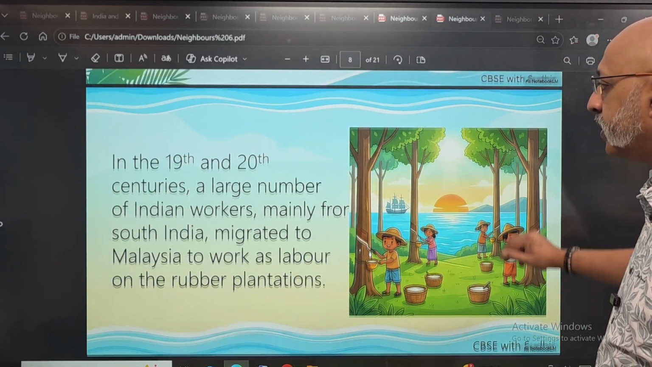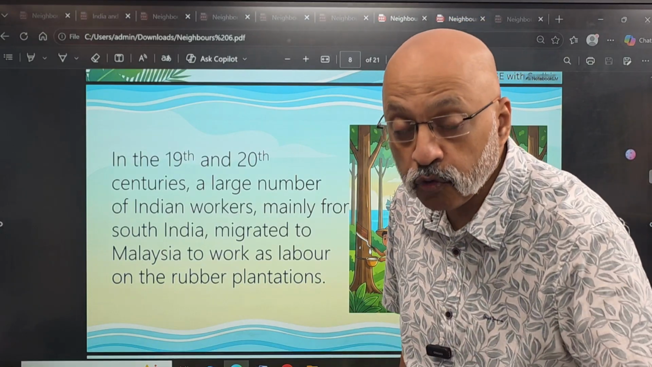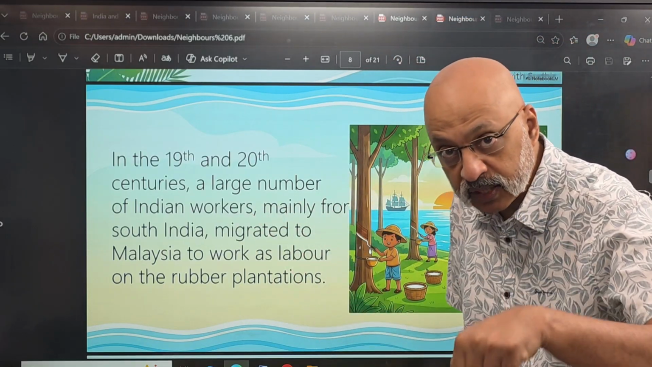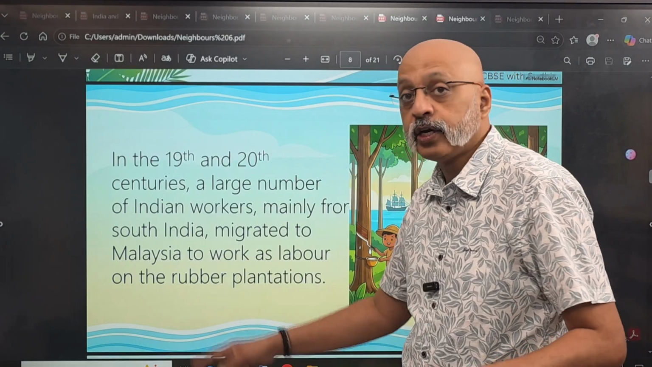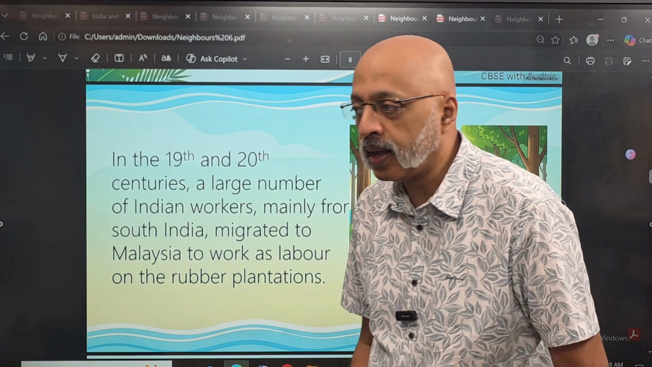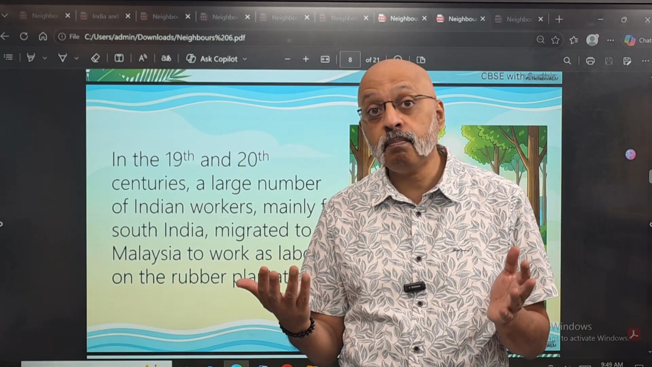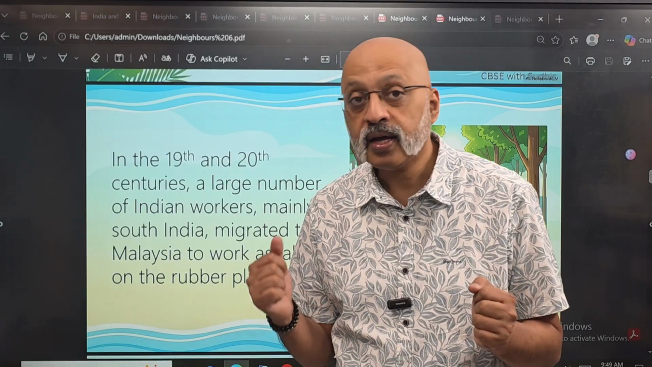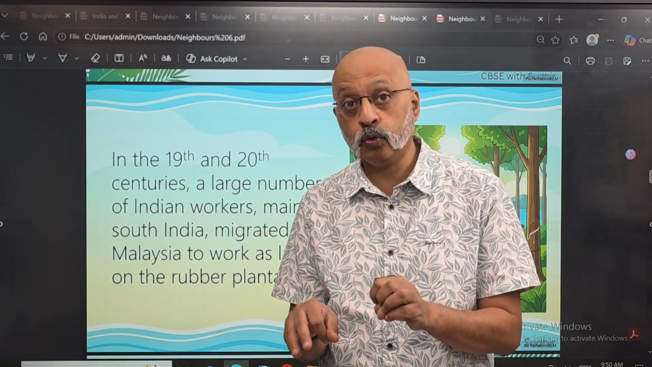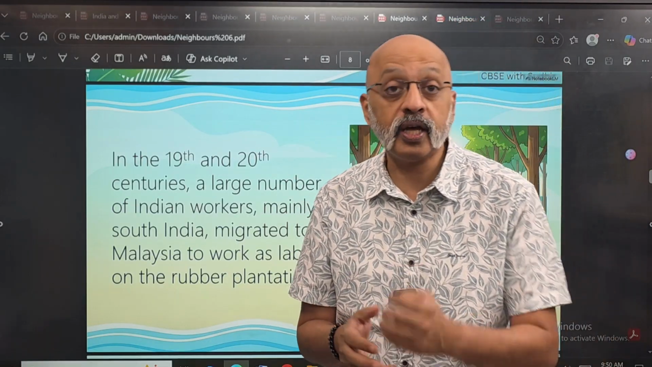In the 19th and 20th centuries, a large number of Indian workers, mainly from the southern part of India, migrated to Malaysia. That's how you have the Indian influence in Malaysia. A lot of Tamils, to an extent even Malayalis, which is why many recent big-budget Tamil movies have an audio launch or a premiere show in Kuala Lumpur. Why? Because there's a large expat Tamil population out there.